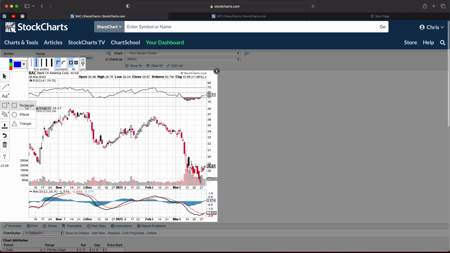we have a bullish MACD crossover. That's why we found this stock on this search, stockcharts.com, which is free, by the way. So even if you don't have a membership, like, cool, bro, you can still do this. All right. So you see Bank of America is at 28.67.